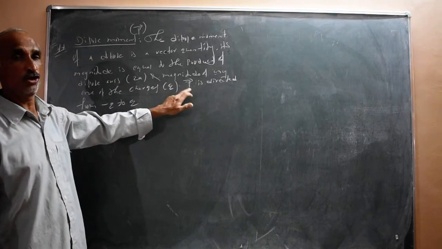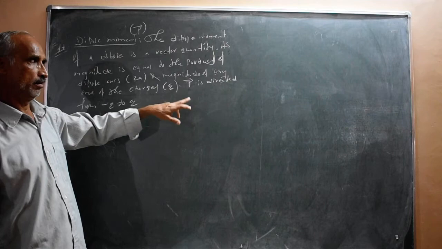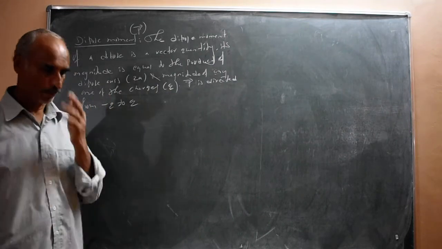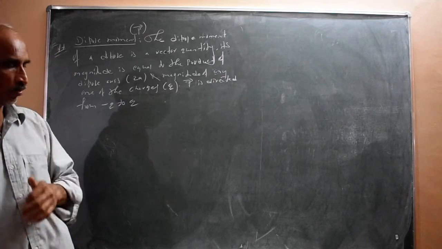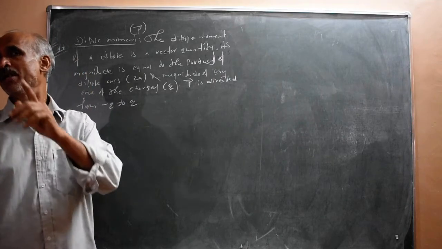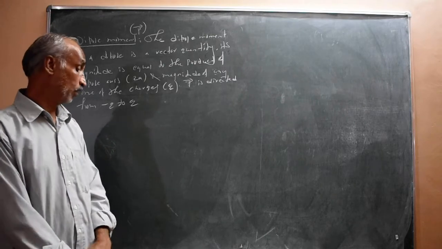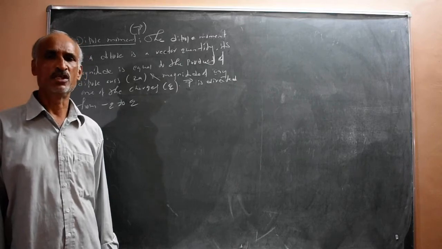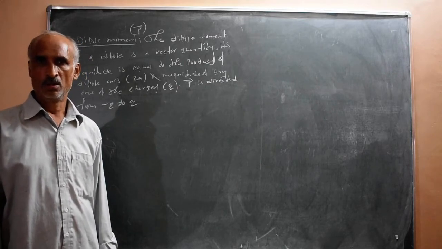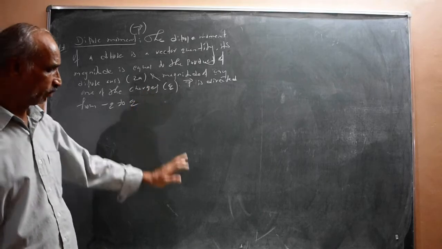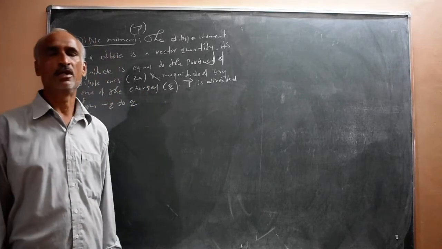And what is the direction of the dipole moment? It is directed from minus q to plus q. Sometimes a question will be asked: what is the direction of the dipole? They simply say dipole instead of dipole moment. Your textbook says the direction of dipole is from minus q to plus q. So my notes are in accordance with your NCERT textbook.